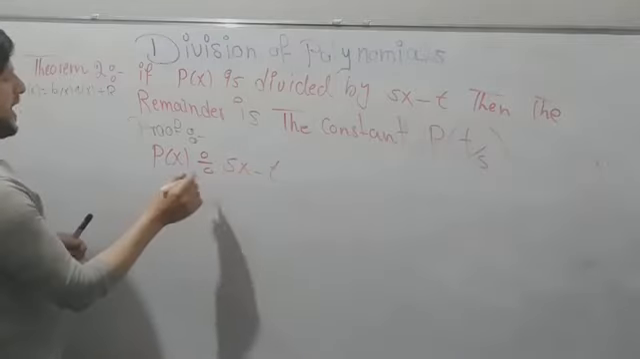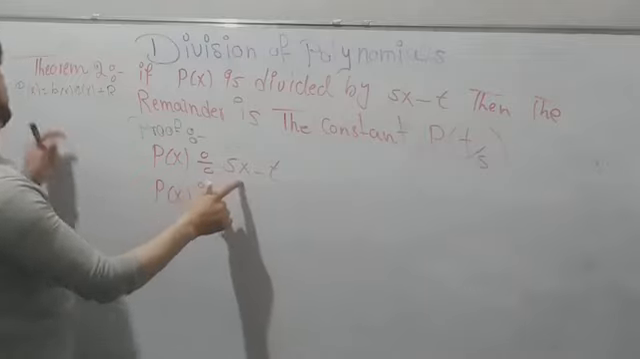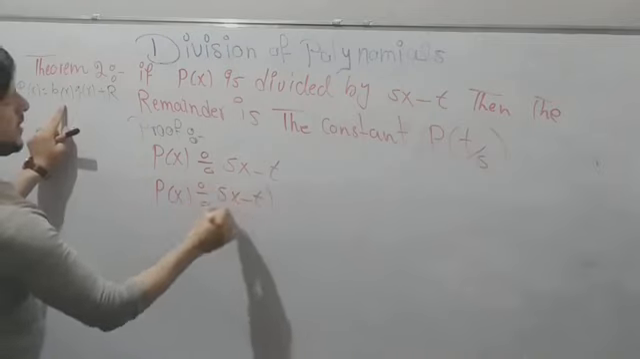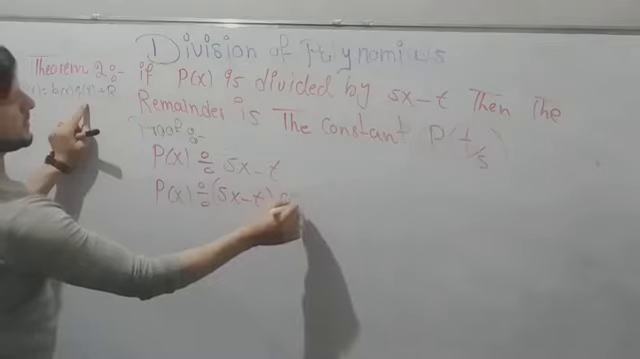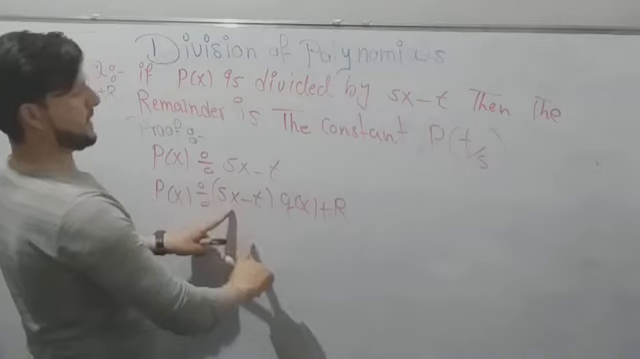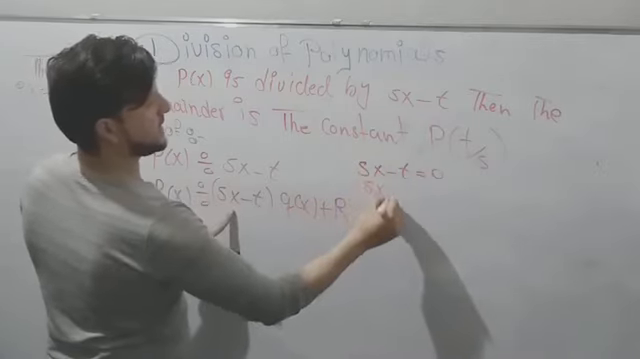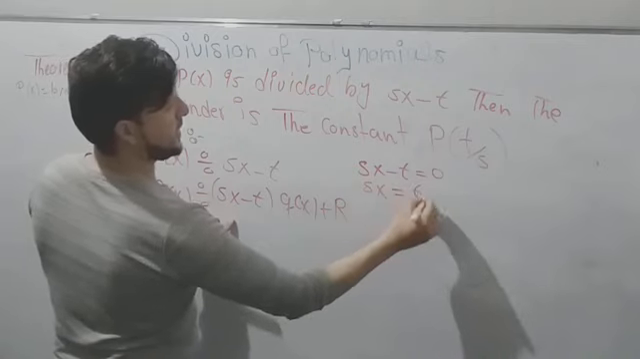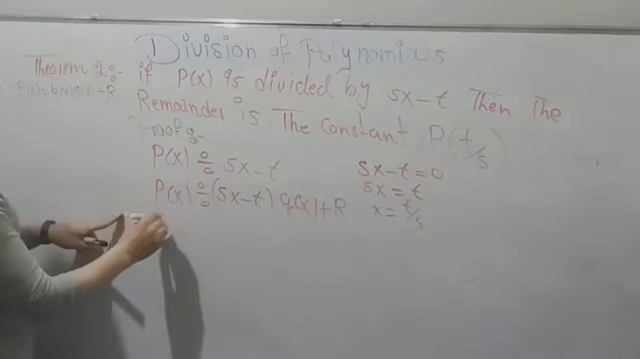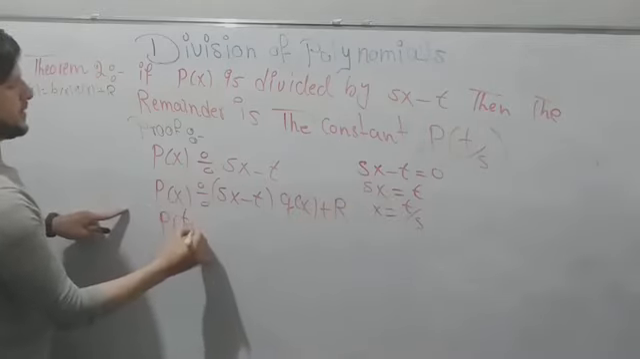So you have to write it like p(x) is the same as (sx minus t) multiplied by q(x) plus r. And as you know, sx minus t is equal to 0, so sx is equal to t, then x is equal to t over s. Now put this x here: p of t over s.